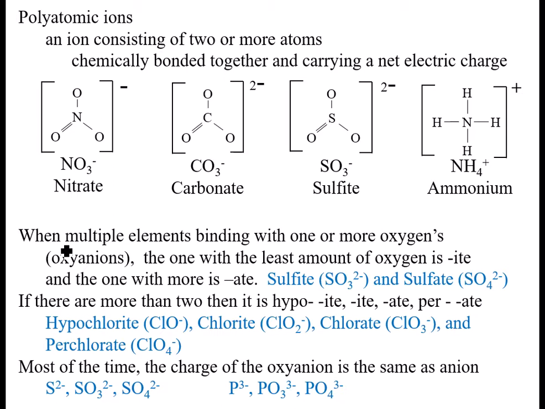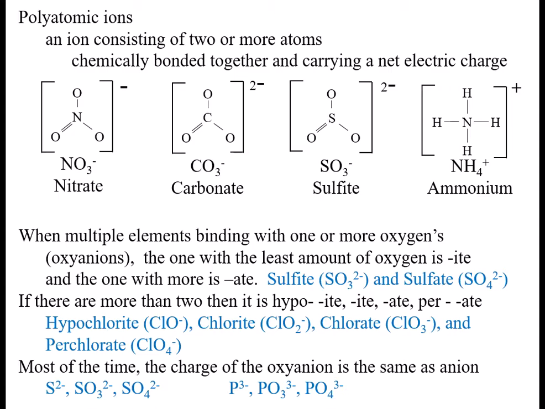Okay, for example, we were talking about carbonate with the ATE, which means more oxygens, only has 3, but sulfate down here with 4 oxygens is the ATE. So how do I know all this?